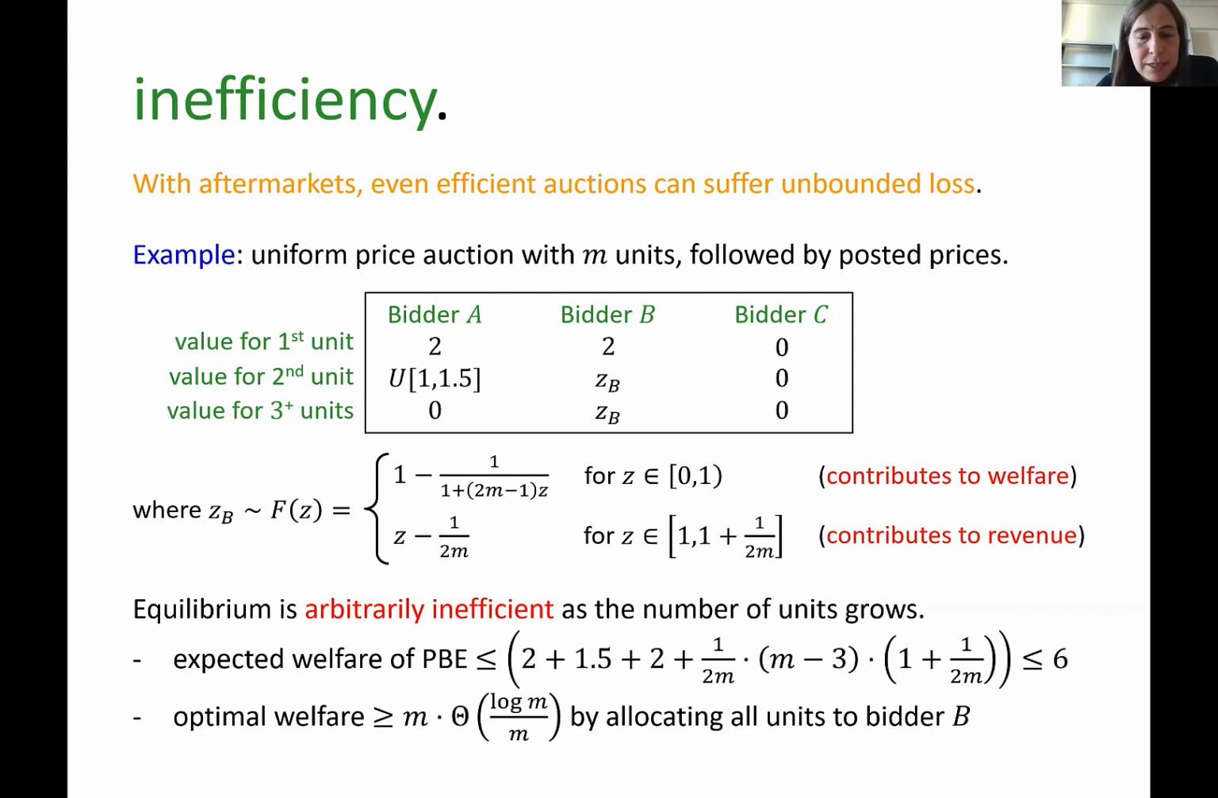On the other hand, for the optimal welfare, we can even just look at the welfare gained by allocating all units to the low type of bidder B, and that gives us a log m. So the low types of bidder B don't have very much value for any given unit, but because there are so many of them, her value for all of them together could be like log m. And so what you see here is that the optimal welfare could be a log M factor higher than the welfare of the PBE of this uniform price auction.